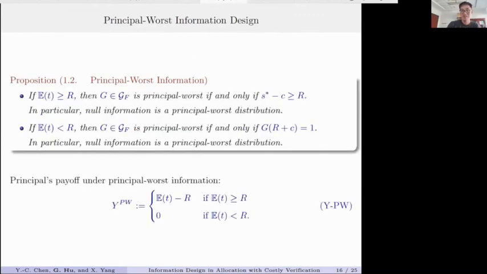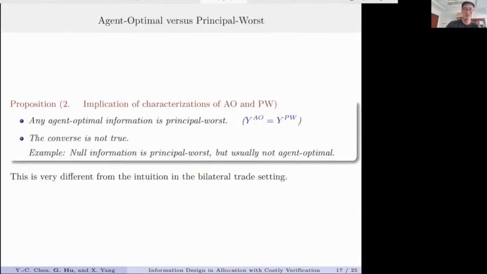So it's not a coincidence. We have a formal result like we promised. We can show that any agent optimal information is principal worst. So even if the objectives are not directly comparable, one about probability, one about value, we have a strong connection between the solutions to the two problems. And the converse is not true. We have a counterexample. The non-information is usually principal worst, but not agent optimal.